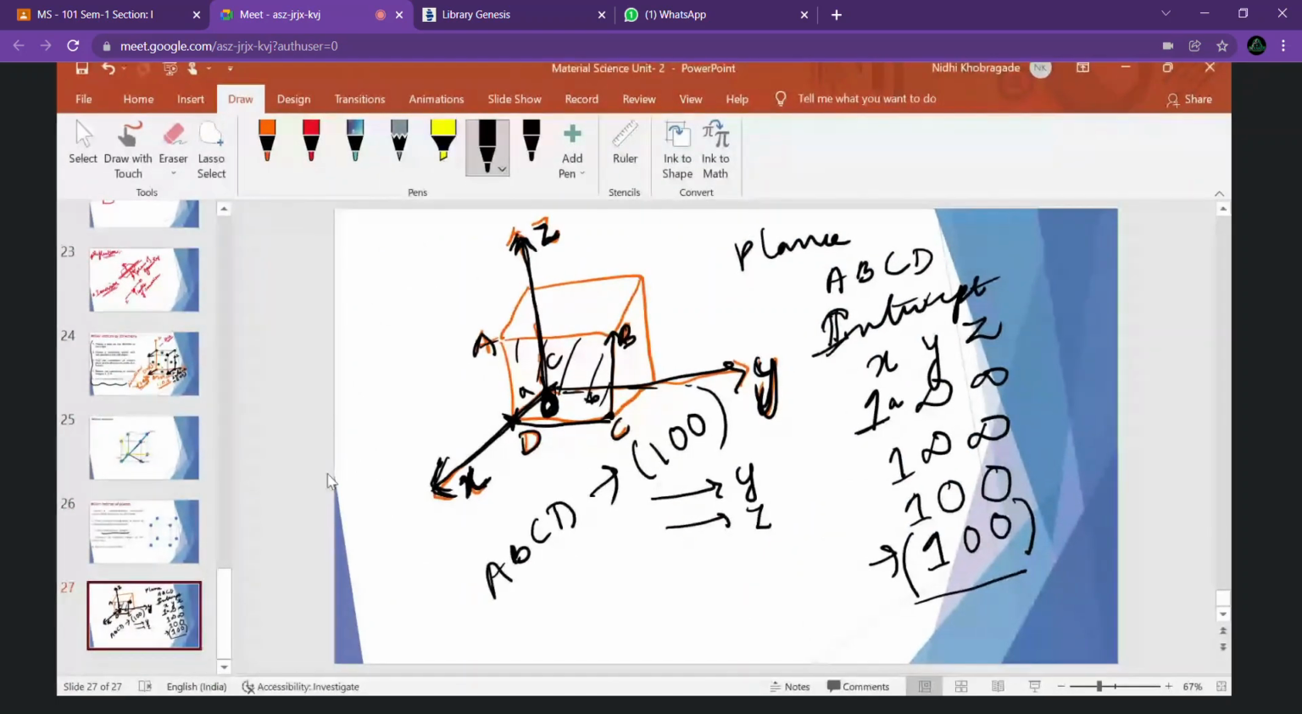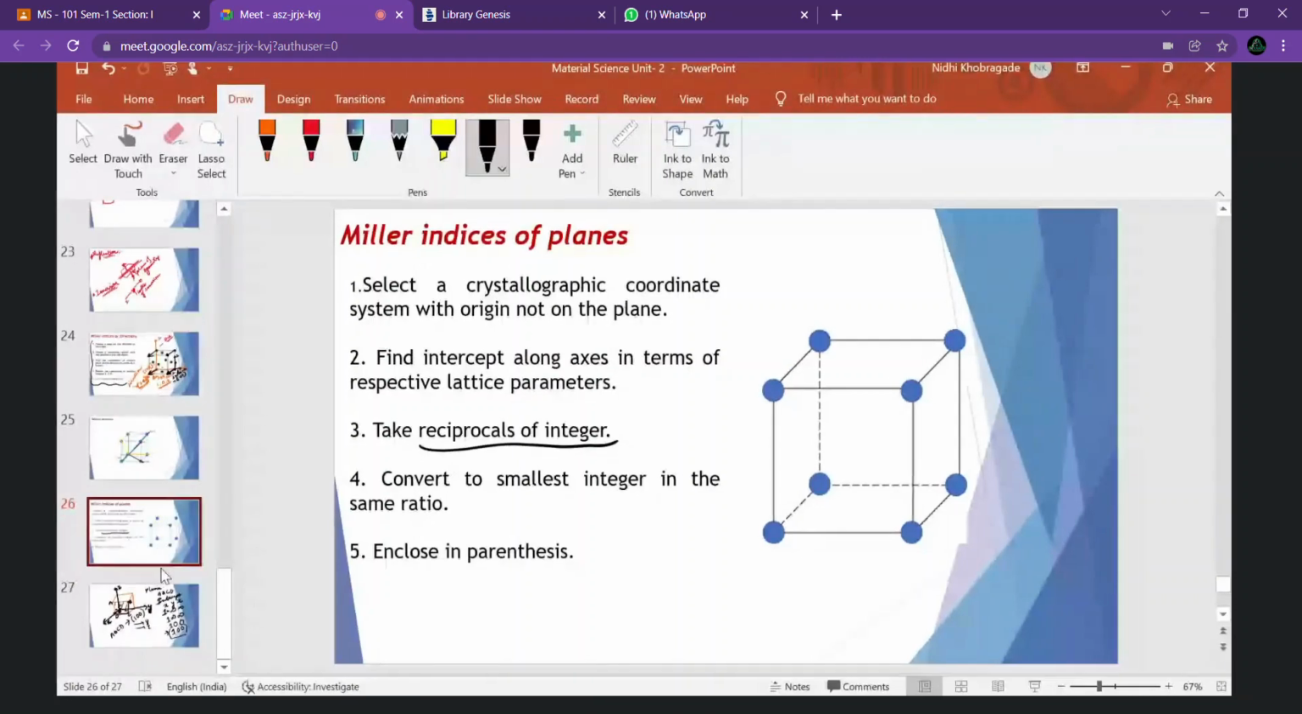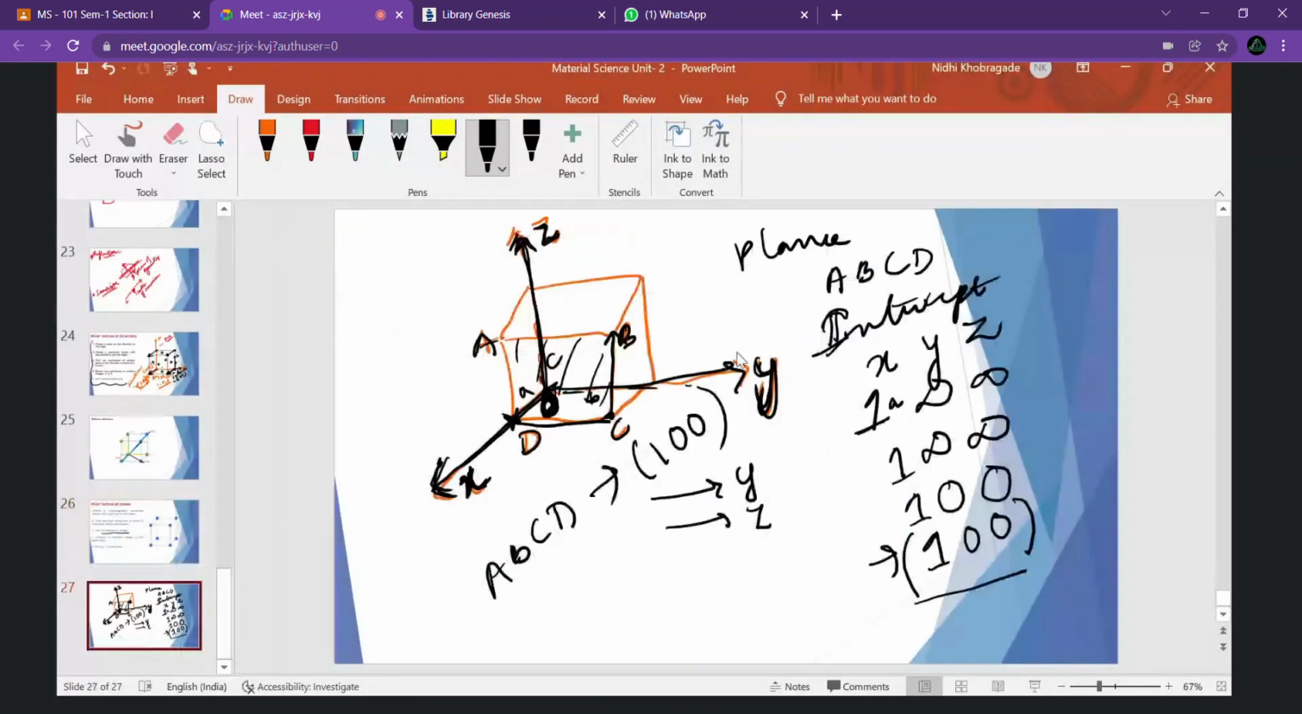So I think this is clear about the Miller indices of planes, how there are certain steps, and with examples.